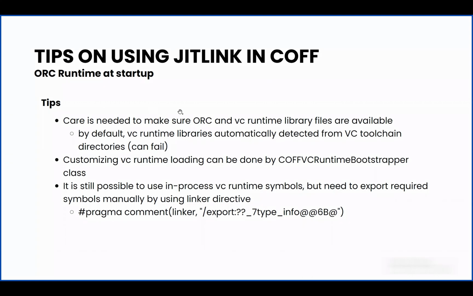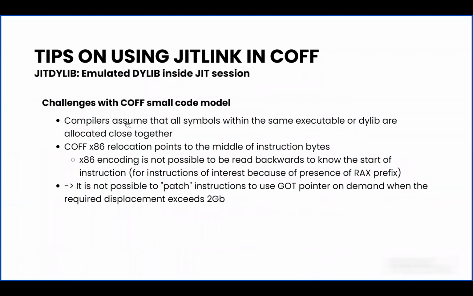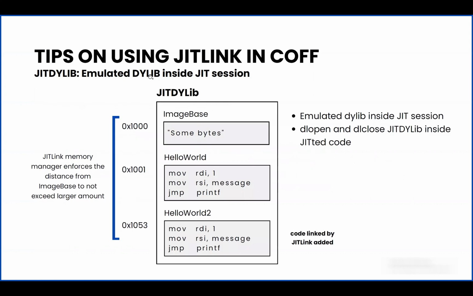Another thing to care about is small code model. So when small code model is enabled, the compiler assumes that all symbols within the same executable are located close together. So we have to make sure that the displacement of the instruction doesn't exceed 2 GB, but we cannot patch the instruction on demand because COFF x86 relocations point to the middle of the instruction bytes. But x86 instruction encoding is not possible to be read backwards, really, especially because of the REX prefix. So we can't know the start of the instruction, so we cannot really do the fancy patchings. So you really have to put everything into one JITlink.